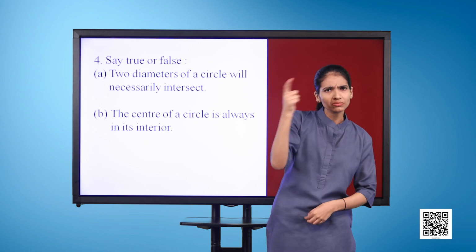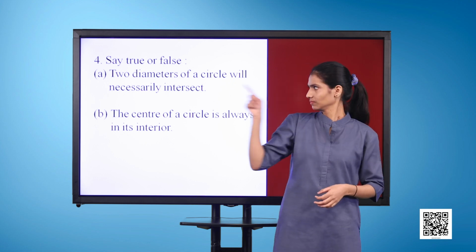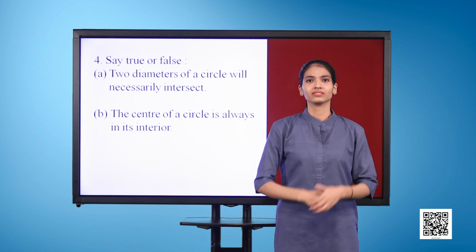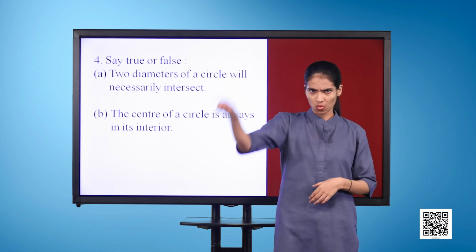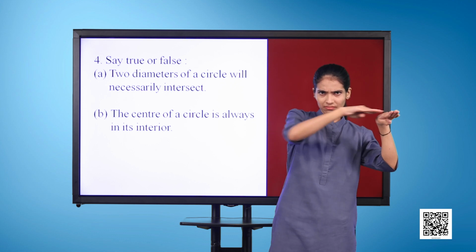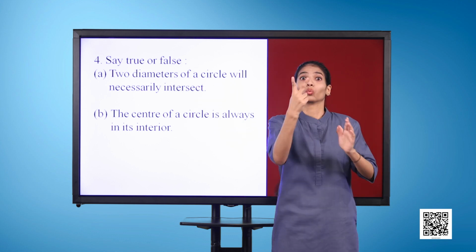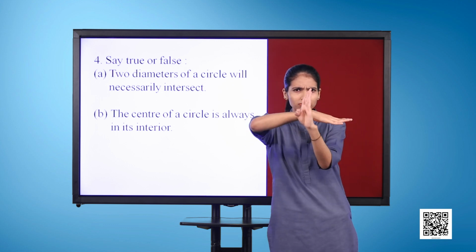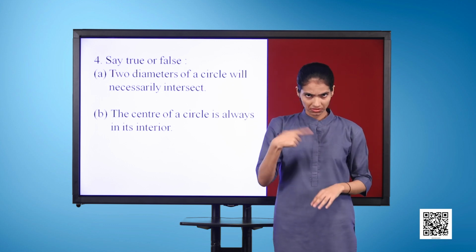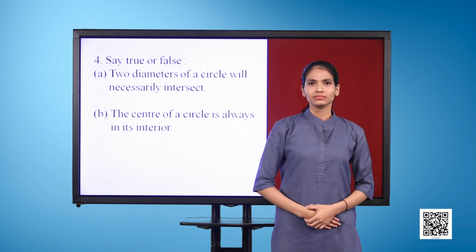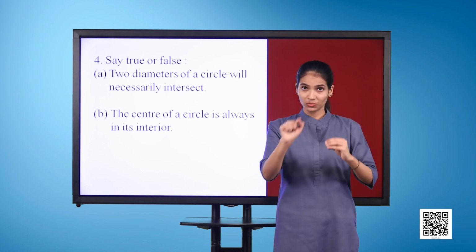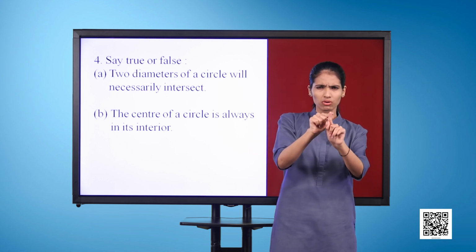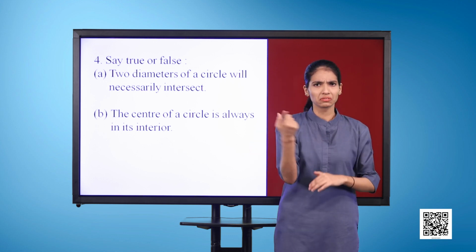4. Say true or false. A. 2 diameters of a circle will necessarily intersect. B. The center of a circle is always in its interior.